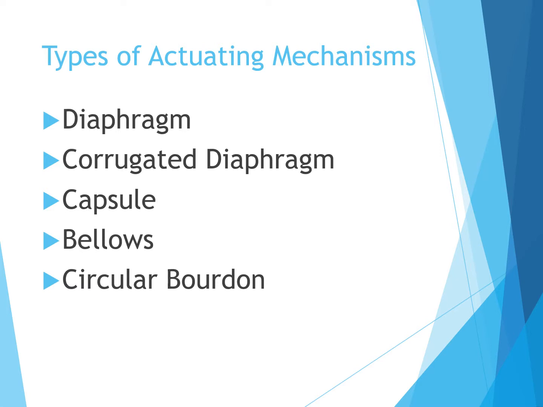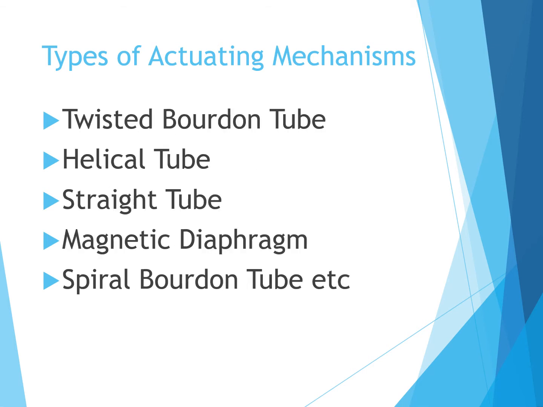Types of actuating mechanisms. So what are those different mechanisms? Diaphragm, corrugated diaphragm, capsule, bellows, circular bourdon, twisted bourdon tube, helical tube, straight tube, magnetic diaphragm, spiral bourdon tube, etc. So let us see each and every one of these.